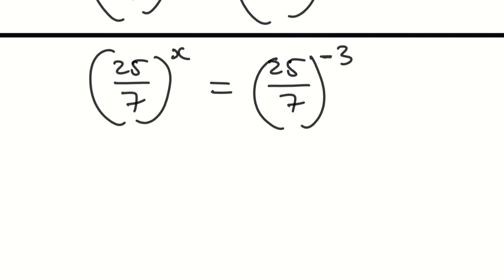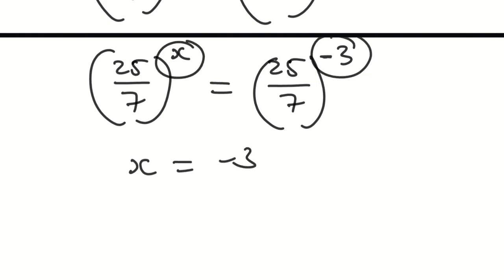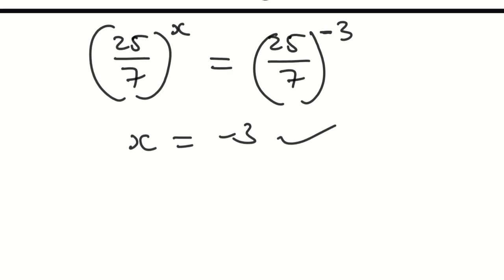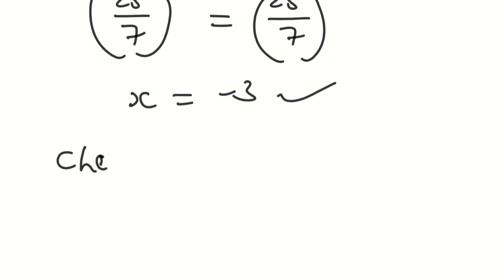Just equate the exponent. This is an exponential equation. They have the same base on both sides. Equate the exponent. So here we're going to say that x is equal to what? Negative 3, because we have x and negative 3 here. So this is the value of x that will satisfy the equation. But hold on. We cannot just conclude yet. Let's do a quick check.